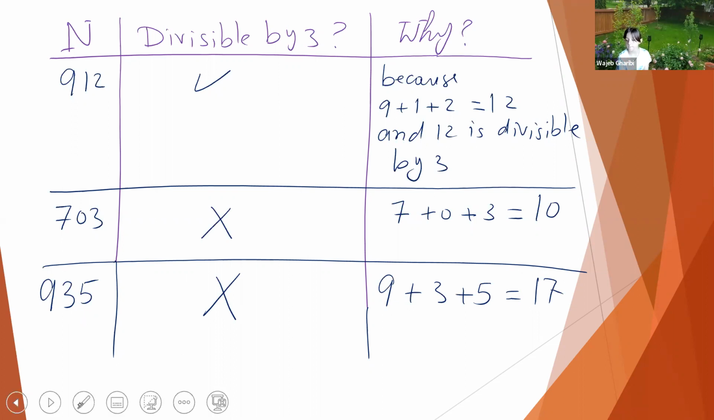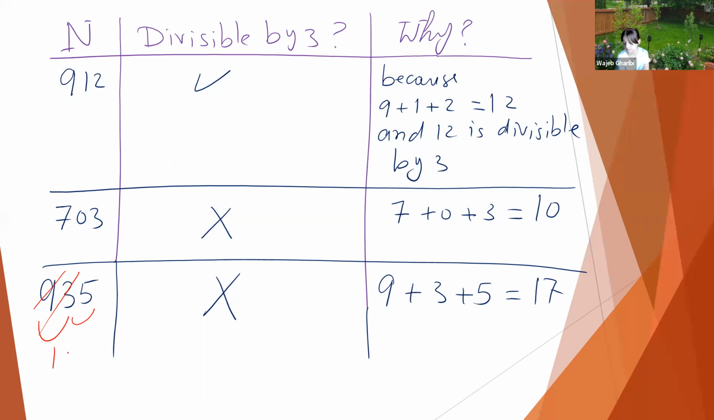For me, I know something easier that I learned in school. We see 9 is divisible by 3, 3 is divisible by 3, and 5 is not. But we cannot do it like that, because we have to sum the digits. 9 plus 3 is 12, plus 5 is 17.